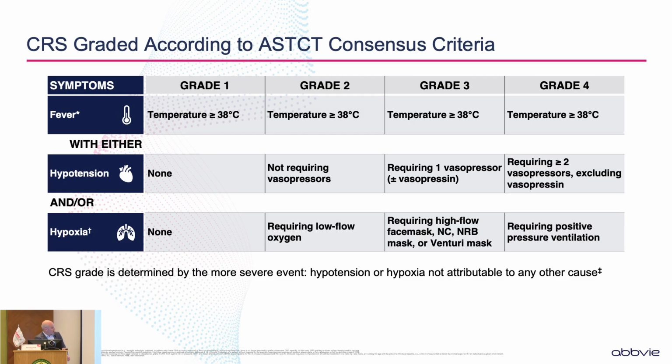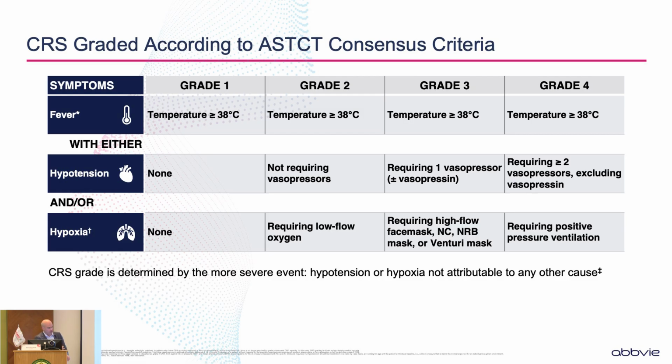And grade 4 CRS are these patients that we really worry about. These are the patients who need often quite intensive ITU support with multiple vasopressor support, or in some cases even requiring intubation. So in terms of CRS, grade 1 and grade 2 you can look after very happily on your ward.